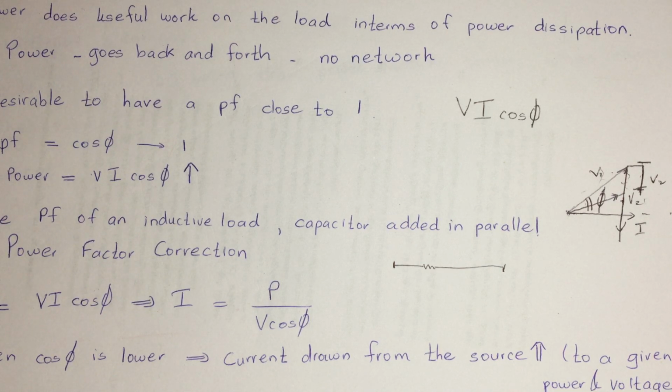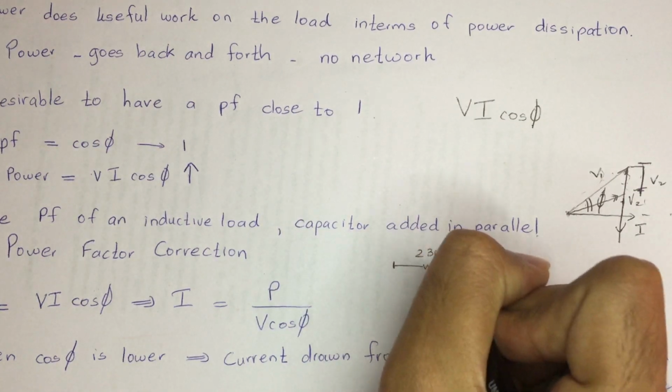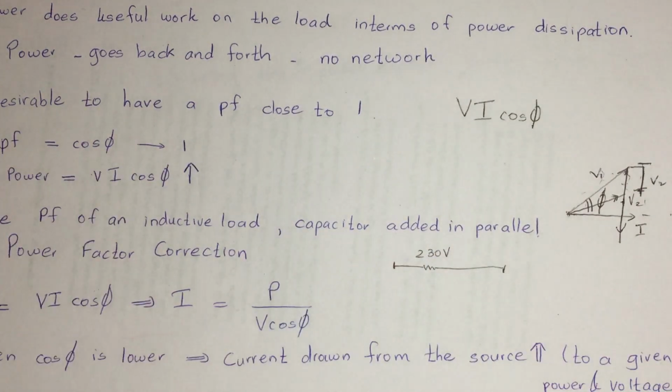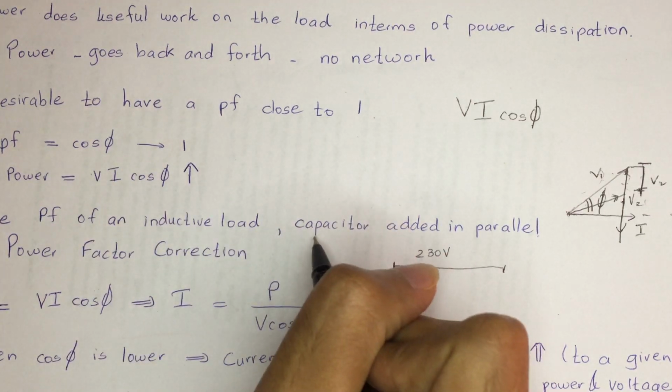The problem is whether we can attain this. When we are considering a circuit element, the element would require a certain voltage. For some home appliances, we have 230 volts. So we can't change this voltage for that certain element. But what we can do is change the current. That's why we are going to use this capacitor.